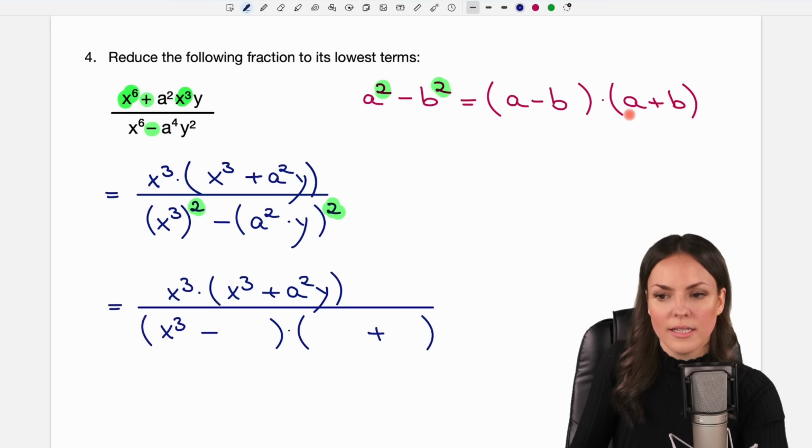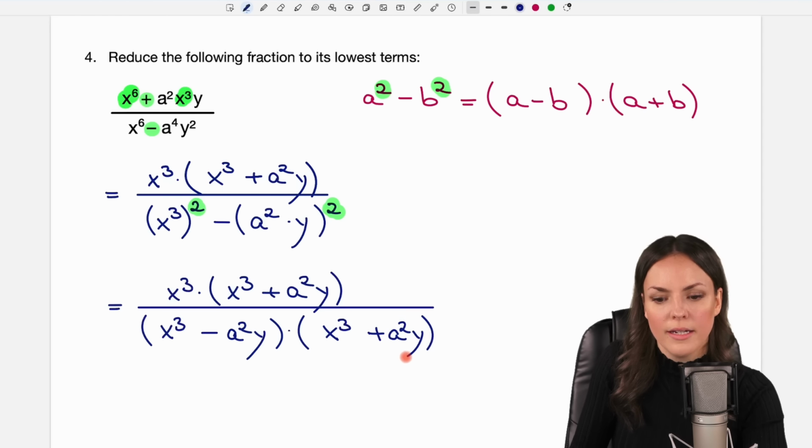And the a is here in the second again. So the first part here again. Then I have the minus, and then I just take my b, not the squared, just the b goes here and here. So I take this thing here, the a squared y, and put it in here and in here.